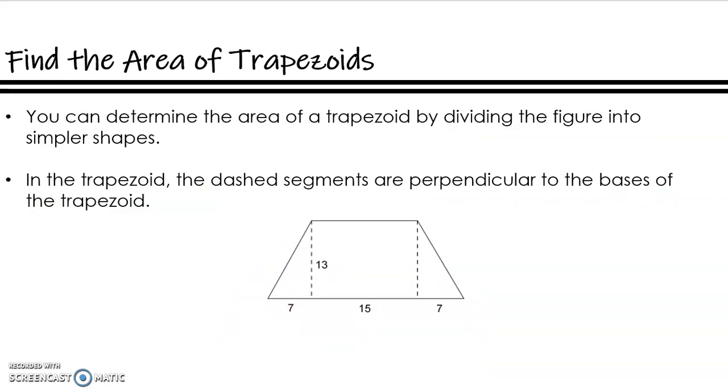You can determine the area of a trapezoid by dividing the figure into similar shapes, okay? We can see that this trapezoid has a triangle on the left, a rectangle in the middle, and a triangle on the right. And the dashed segments are perpendicular to the bases of the trapezoid. Therefore, I have my total base here, and I also have my height here. And that would also be the height over here as well. And then 15 represents dashed line to dashed line. So at the top, that would also be 15.